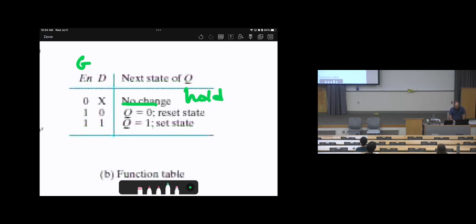If the enable is on, look at D. If D is 0, it will be reset. If D is 1, it will be set. So we can store the data in an easier way than the SR latch, right? That's the benefit of using the D latch.